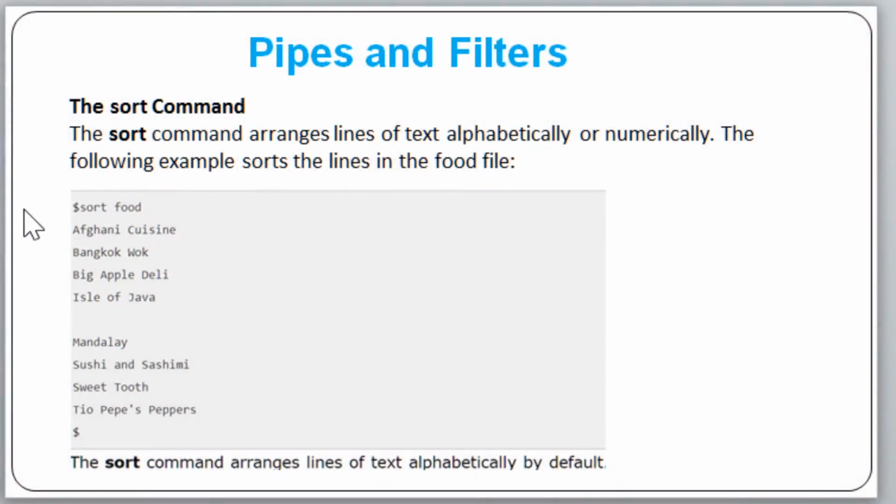So the sort command arranges lines of text alphabetically or numerically. The following example sorts the lines in the food file. So we do sort food. And you can see here this is in alphabetical order. Afghani, Bangkok, Big, Isle, okay? Mandalay, sushi, sweet, Tio, okay? So this is the contents of that food file. It may not necessarily be in this order, but since we use sort, it is sorting it by alphabetical order based off the first letter, okay?